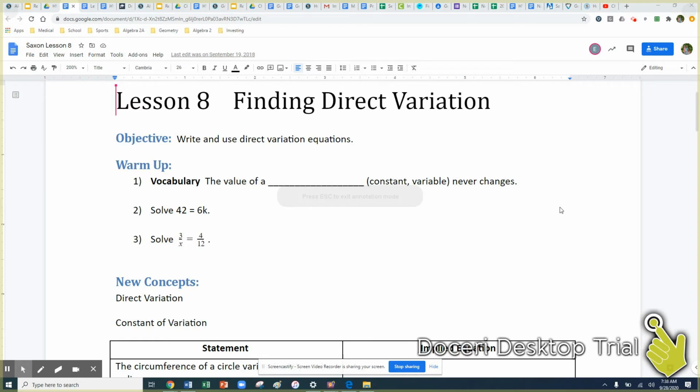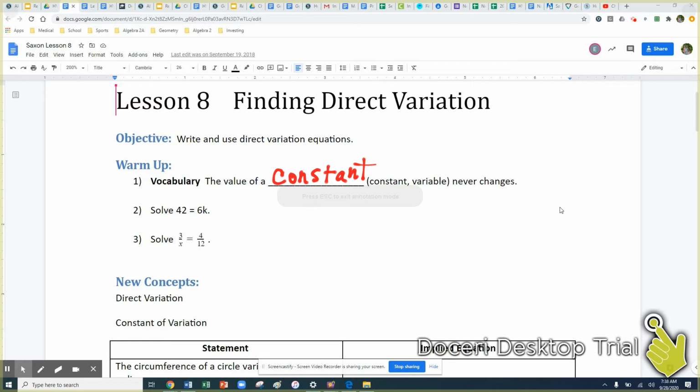What's the quote that they say? The only constant is change, right? Our lives are always changing. The only constant is change. But the value of a constant in math will never change. In science, it's called the control.